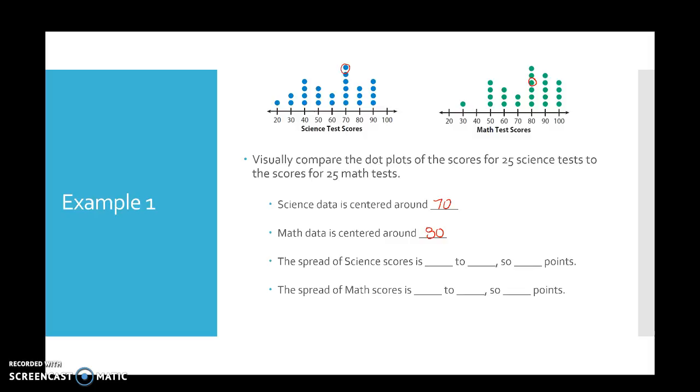Okay, so the spread for science goes from the high is 90, the low is 20, so the difference is 70. And then the spread for math goes from 100 down to a 30. So 100 minus 30 is 70. So although the spread is different, the range over here for 70 is the same.